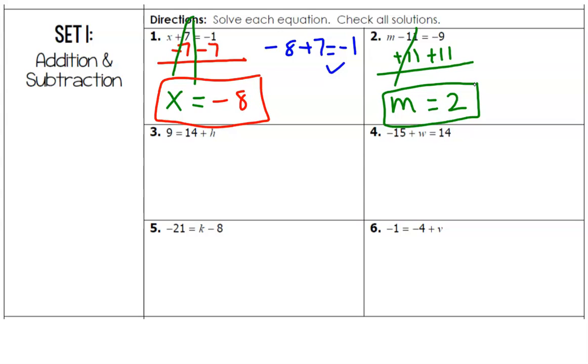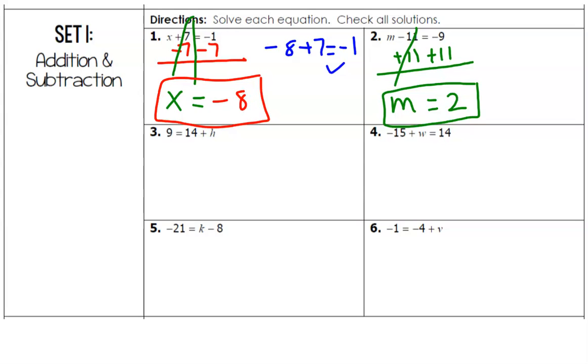So I'm going to speed up a little here, but notice that I am using a property of equality. I'm not writing the math that I'm actually doing. So take a look at number 3. Sometimes I see students do this. So that is the math that I'm going to perform for this problem, but it doesn't show my actual property of equality. And that's what we're working on learning.